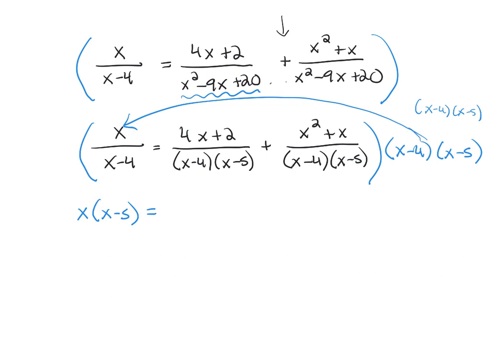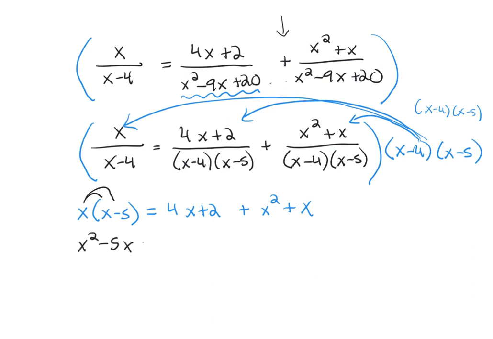Equals, if you multiply here, it will cancel out the denominator completely and leave you with 4x plus 2. And then here also will cancel out the denominator completely and leave you with x squared plus x. Okay, so let's simplify this a little bit. I'm going to distribute here. So x squared minus 5x equals, let's combine things. I've got x squared, and I have plus 5x plus 2.